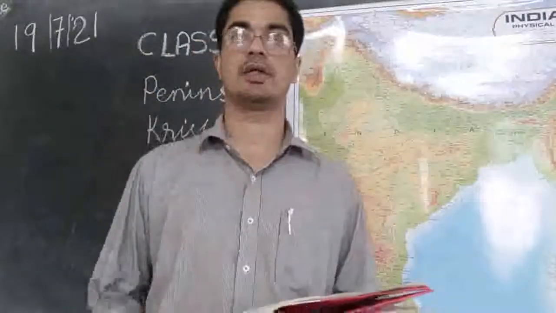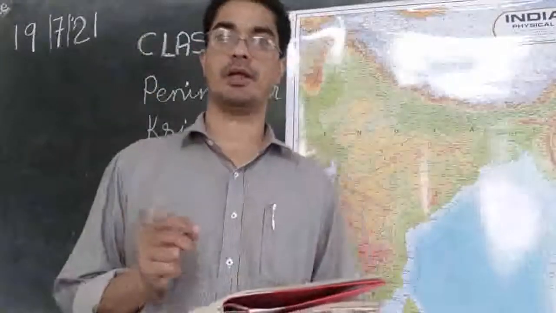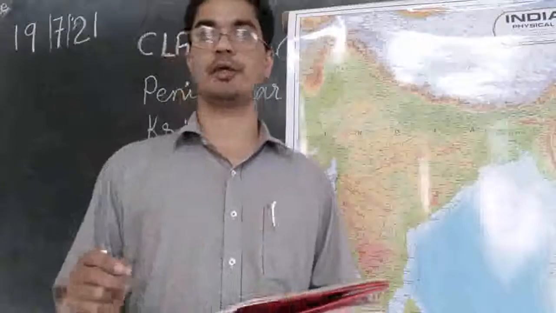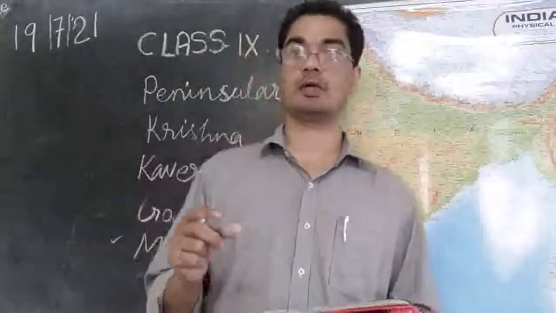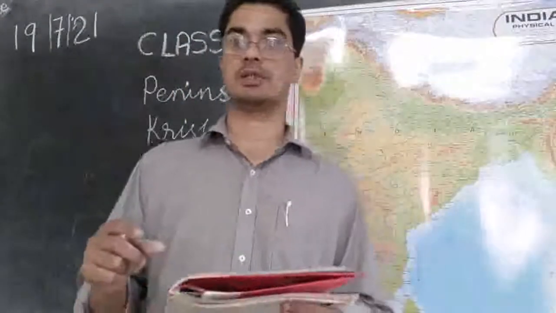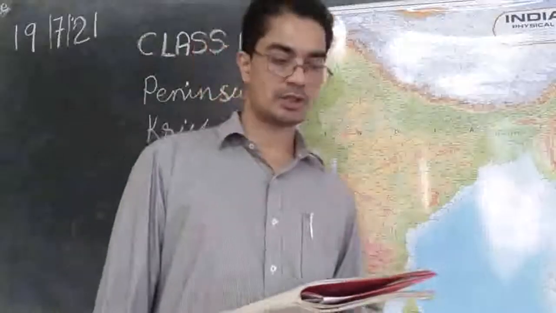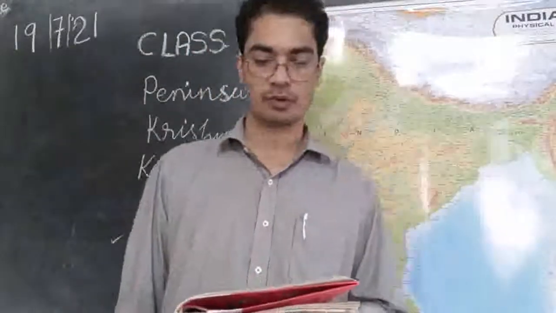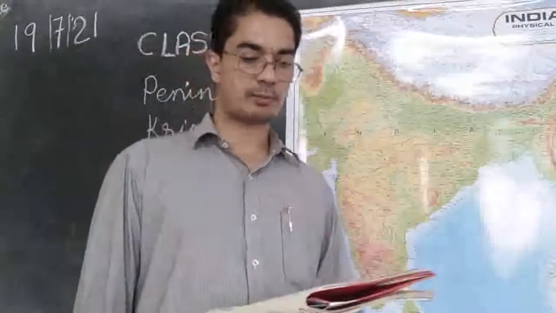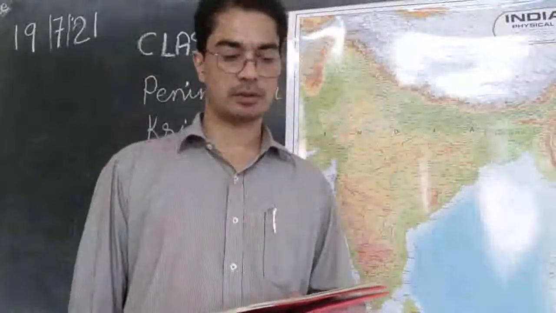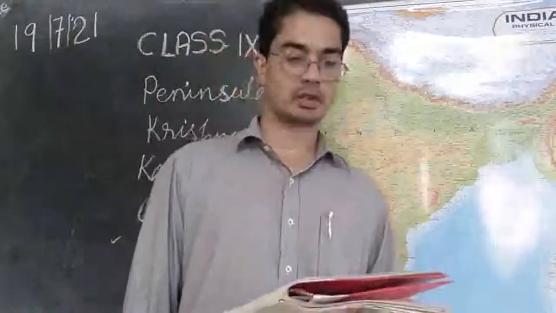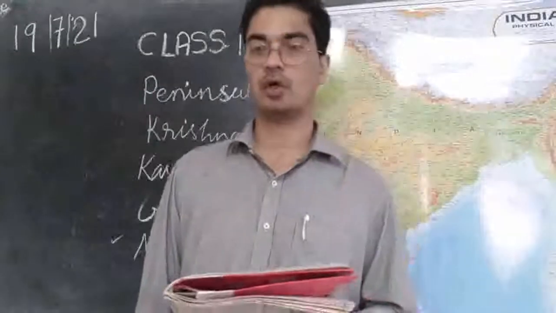You can underline. What is the waterfall created by the Kaveri river? The biggest waterfall in the Kaveri river, what is it known as? It is known as Shiva Samudram. Then the fall supplies hydroelectric power to Mysore, Bangalore and Kolar Goldfield.